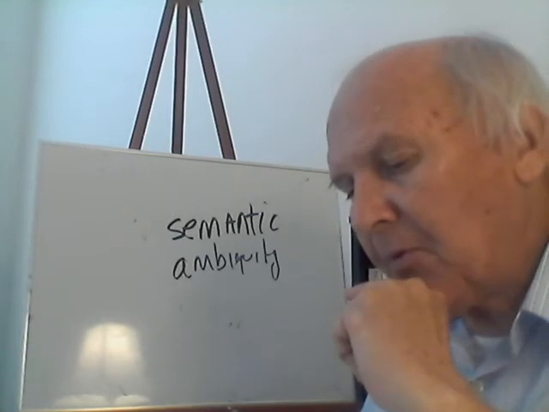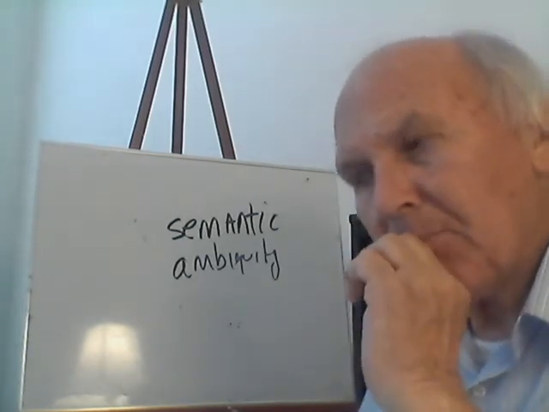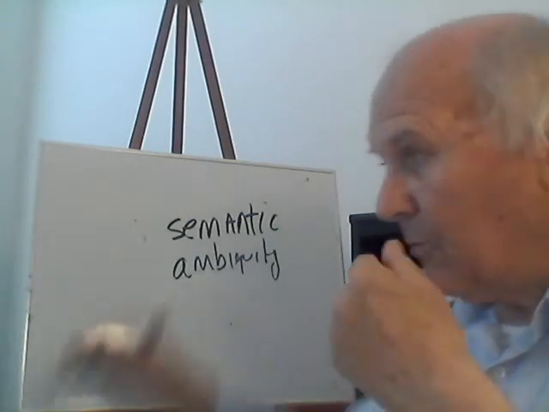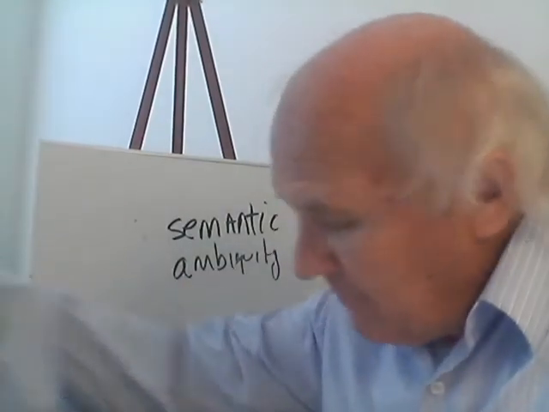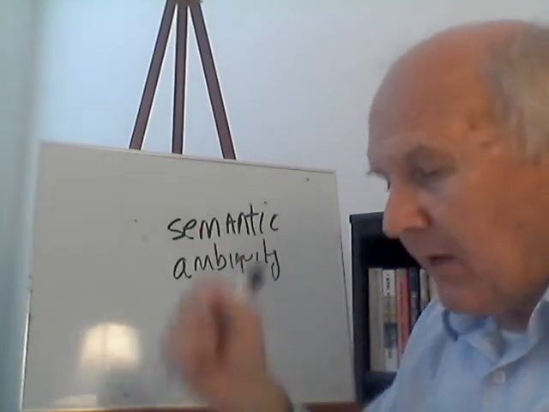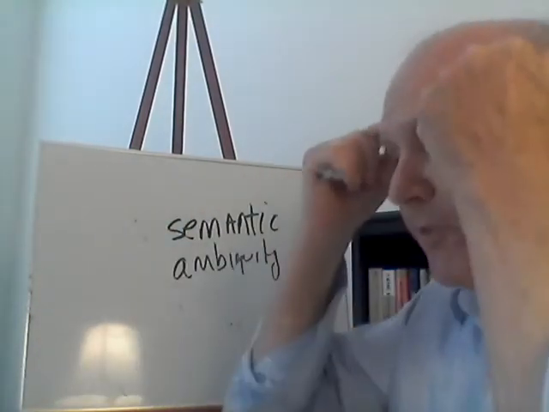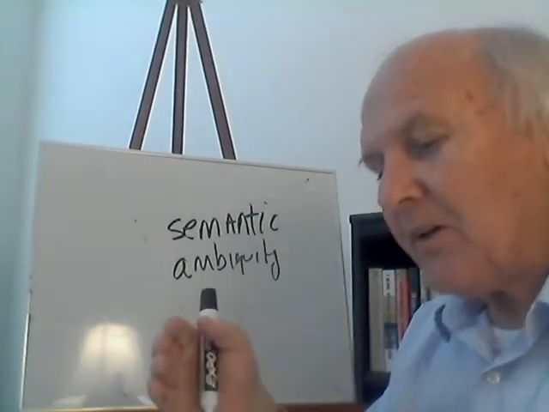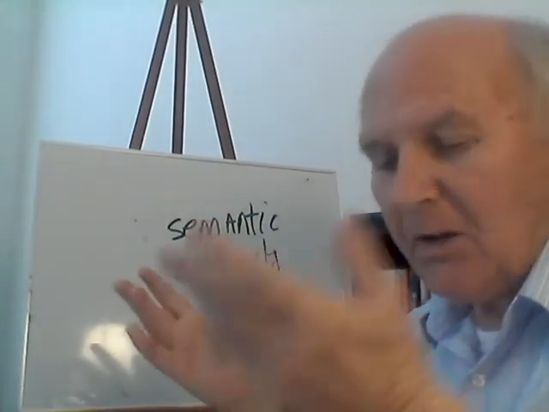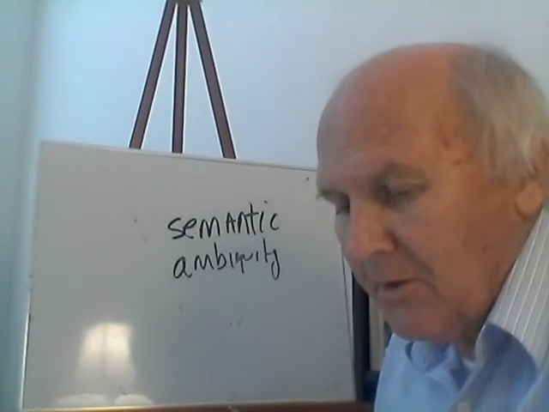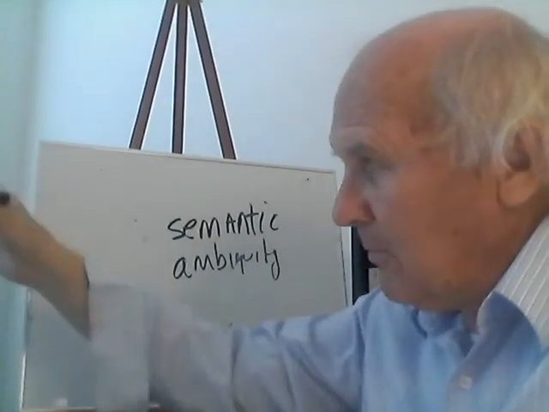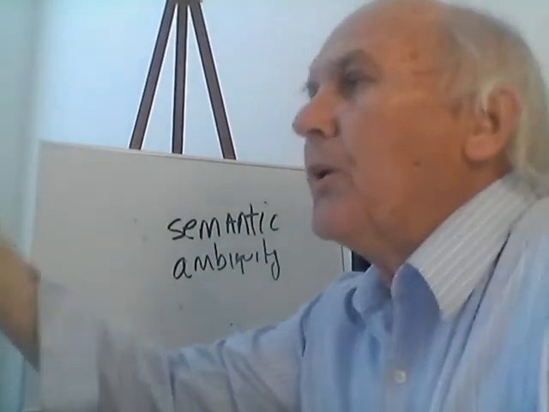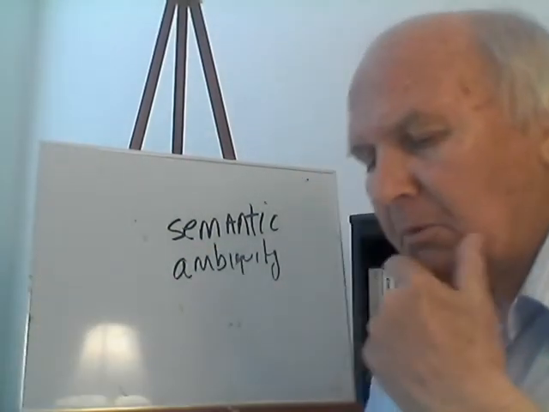Here's another one. Kathy hit the man with the hat. It needs to be rewritten. Did she take a hat and hit the man with it, or did she hit the man and the man was wearing a hat? Right? So you have to rewrite that sentence to get rid of the ambiguity. I'll rewrite it one way. You could do your own. But let's say she hit the man wearing a hat. Then you could say Kathy hit the man who was wearing a hat. That gets rid of the ambiguity.